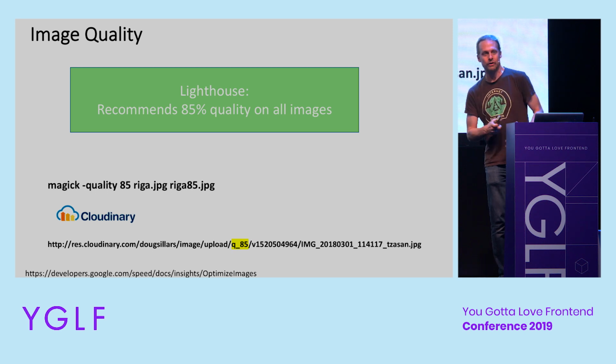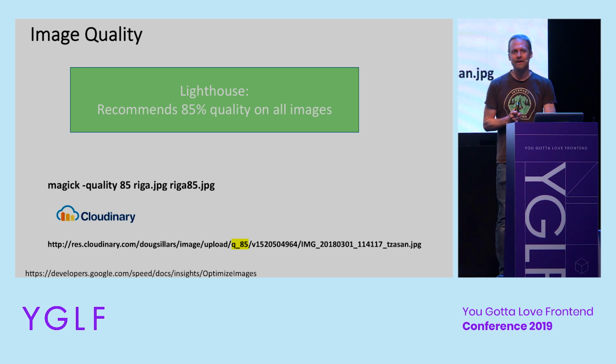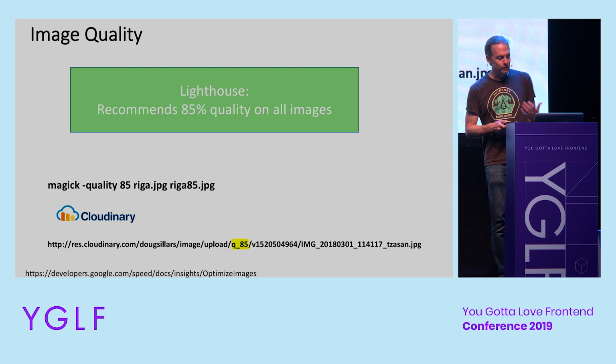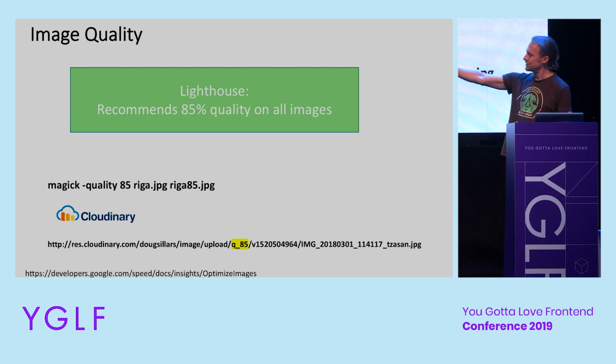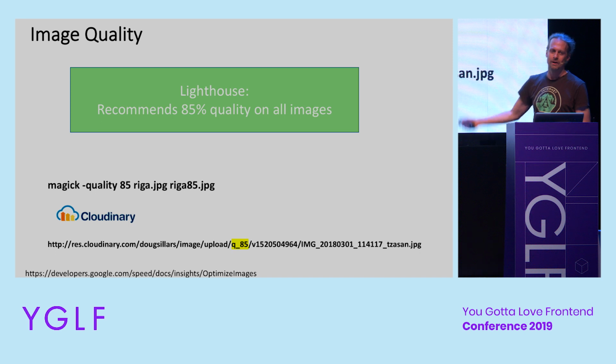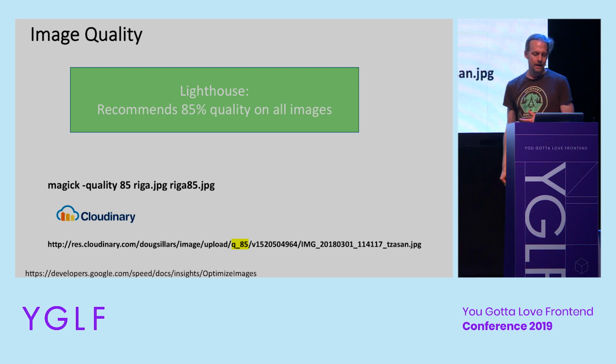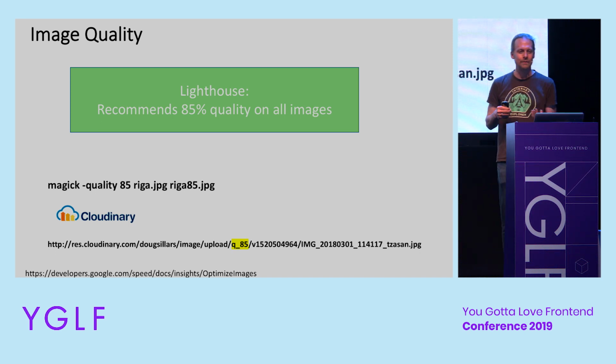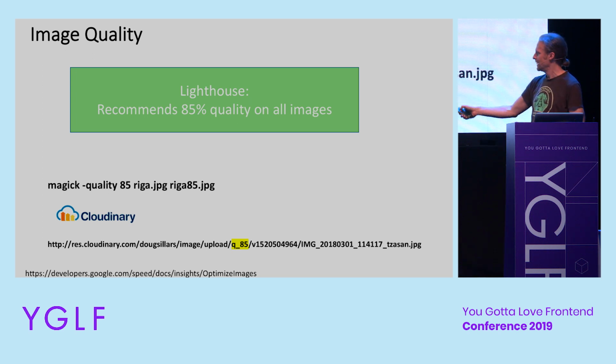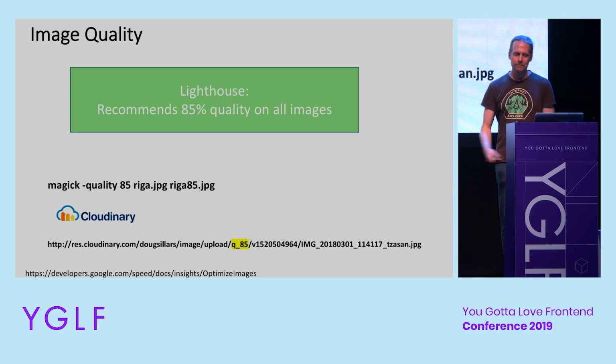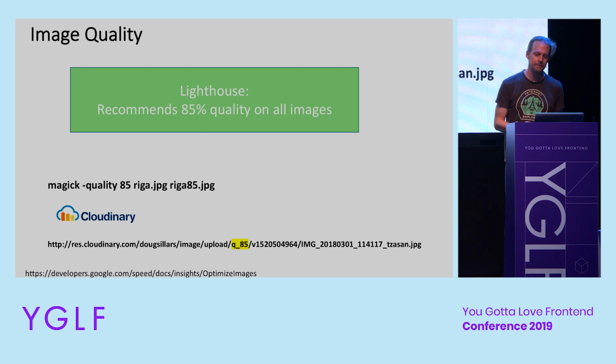It could not look as good. Google found in general 85% is good enough. It's really, really easy to do that. You can use ImageMagick. You just set it to quality 85, and out comes the quality 85 image. You can use a cloud-based tool like Cloudinary, where you upload the full-size image, and you just put the term Q85 in the middle, it spits out a Q85 image.